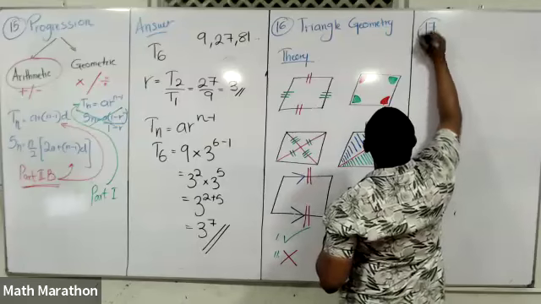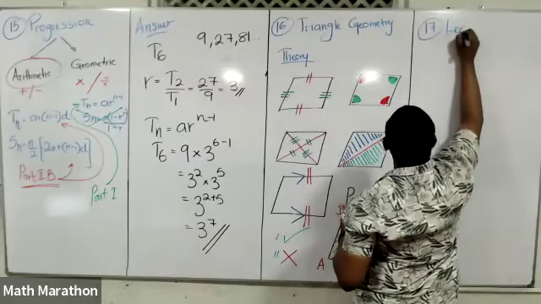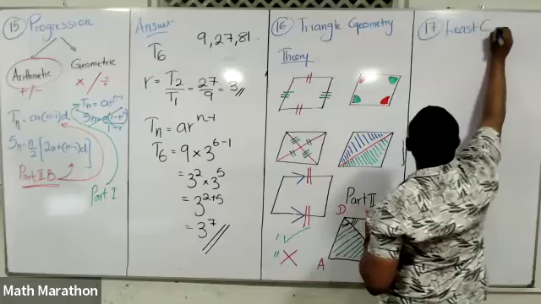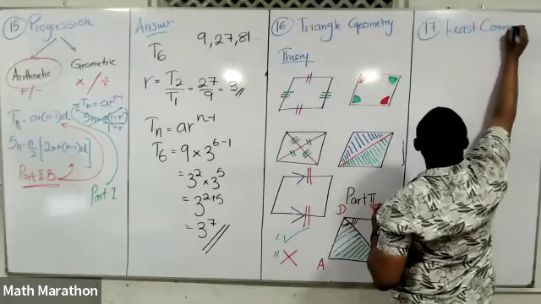Question number 17. Least common multiple.